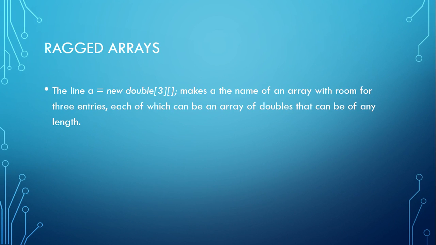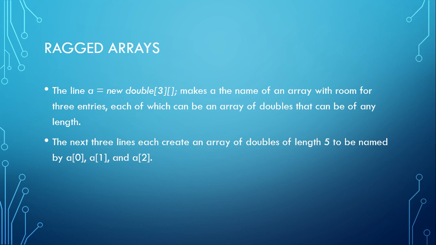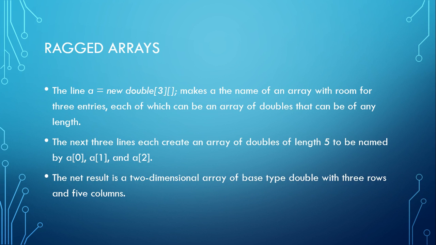The line A equals new double 3 array makes A the name of an array with room for 3 entries, each of which can be an array of doubles that can be of any length. The next 3 lines then create an array of doubles of length 5 to be named by A of 0, A of 1, and A of 2. The net result is a two-dimensional array of base type double with 3 rows and 5 columns.